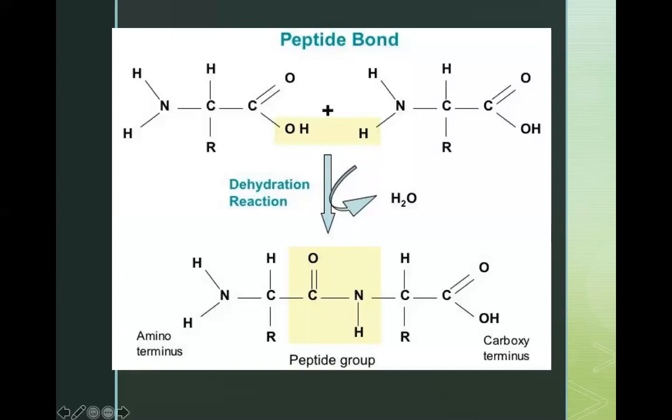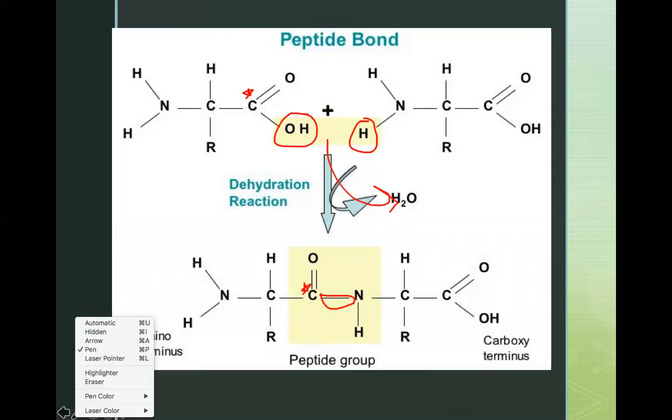So when I look here, I have my hydroxyl over here and my hydrogen over here. Those go out to make my water. And now this carbon, I'm going to put a star next to it. Okay, this carbon now forms this nice little bond with the nitrogen that is over here. This is an example of dehydration synthesis in order to make a polypeptide. This is our carboxyl group, and this is our amino group.